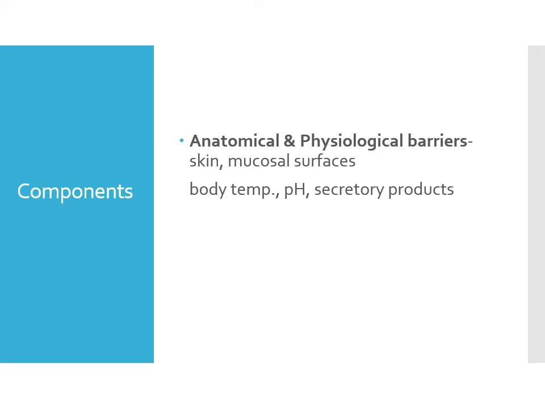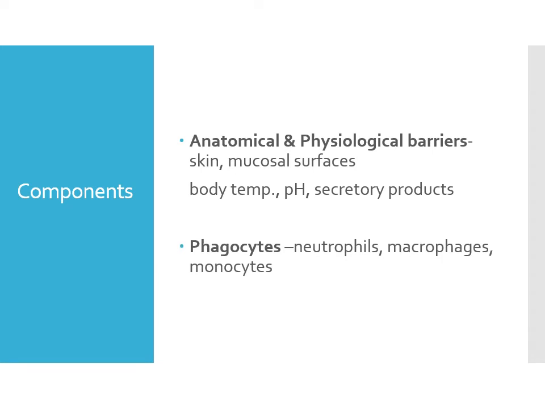Then comes the physiological barrier. The body temperature will inhibit the growth of microorganisms, as will pH and secretory products. In the secretory products, I want to tell you, there are saliva and tears. They have certain enzymes which inhibit microorganisms, like your tears have lysozyme. Then your gastric juices. They all inhibit or kill any microorganism which enters. So they all play a very major role in controlling the entry of microorganisms into your body.